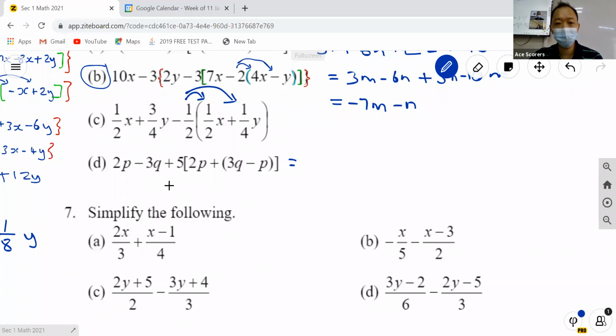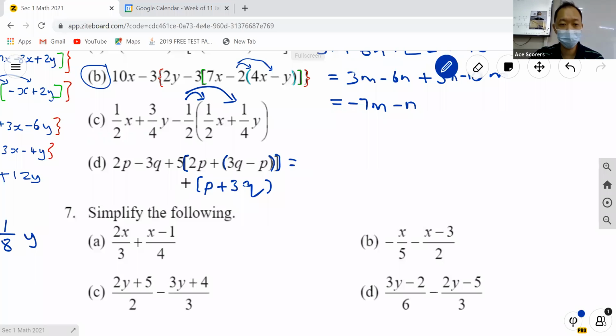Okay, so let me do D, right? What you do is we look at the bracket. As I mentioned, this is the first level. There's nothing inside to evaluate. This is 3q minus p, so I can't do anything. So I will just write out the whole thing. I will evaluate the next level of bracket, which is the square one. Now the square one is 2p plus 3q minus p. So this part will compress to become p plus 3q. Okay, p plus 3q. This part, the square bracket thing.